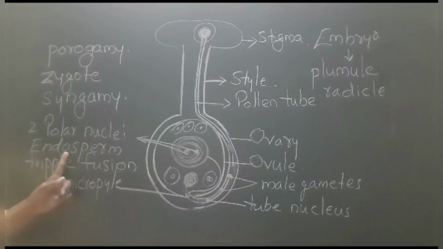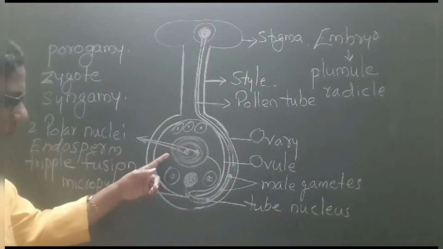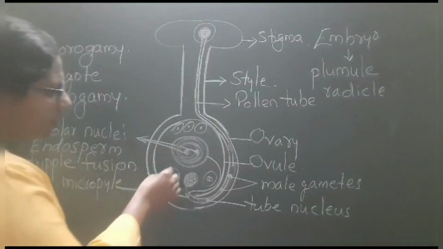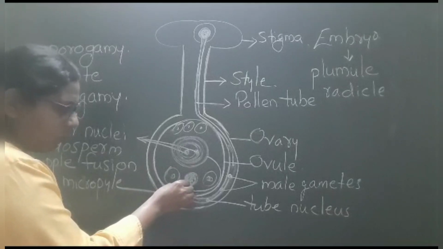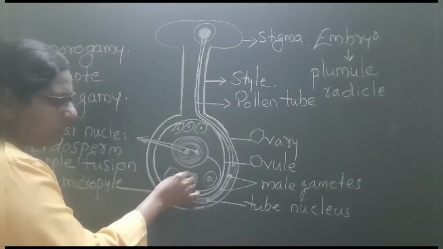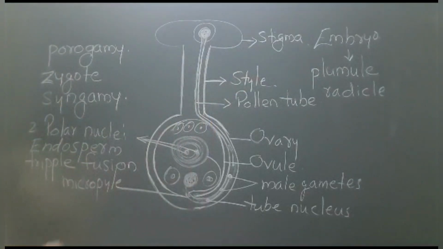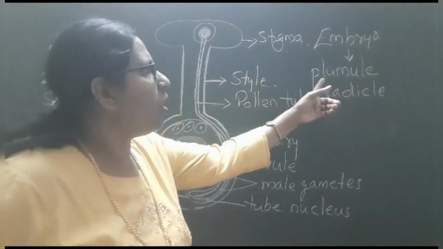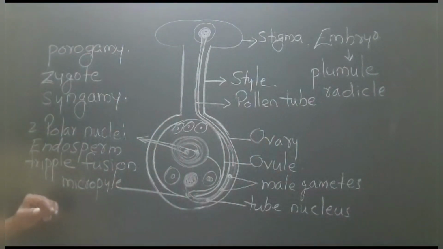This endosperm contains carbohydrate, protein and lipids. This endosperm nourishes the zygote. Zygote divides into embryo. Embryo again gives rise to plumule and radicle of a seed.